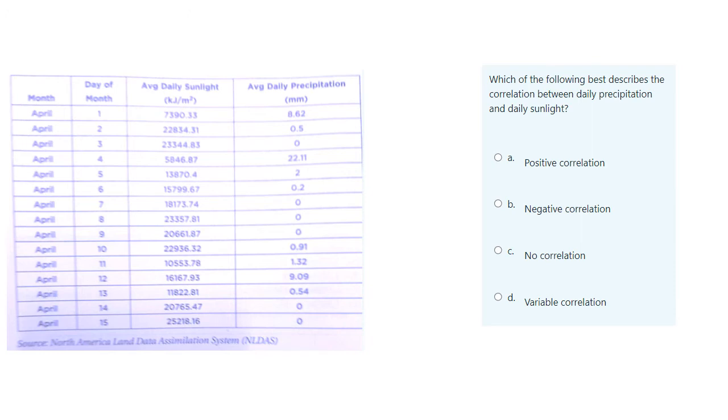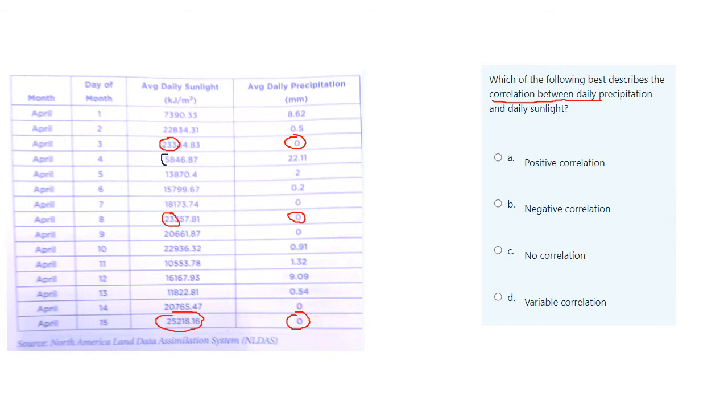Which of the following best describes the correlation between the daily precipitation and the daily sunlight? So let's look at the highest. Let's take 3 of the highest. We can see on 25,000 there is 0 precipitation. We can see on 23,000 there is 0 precipitation. And again on 23,000 there is 0 precipitation. So on 3 of the days where there is the highest amount of sunlight, there is the lowest amount of precipitation.